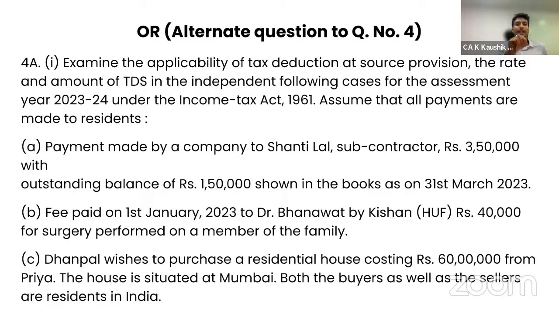Second one, fee paid on 1st January 2023 to Dr. Banawat by Kishan HUF, rupees 40,000 for surgery performed on a member of the family. So Dr. Banawat is the doctor who was paid by Kishan HUF. Why was he paid? A member of the HUF required a medical surgery. Based on that, a surgery was performed. Now, this is a professional fee. Now, 40,000 professional fees comes under section 194J.